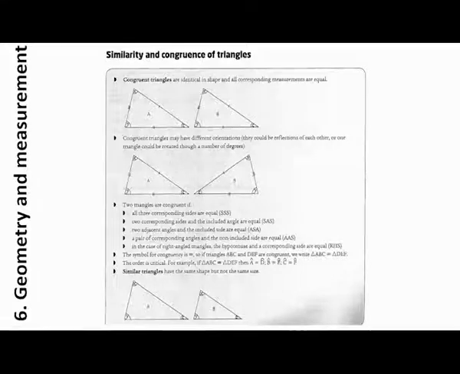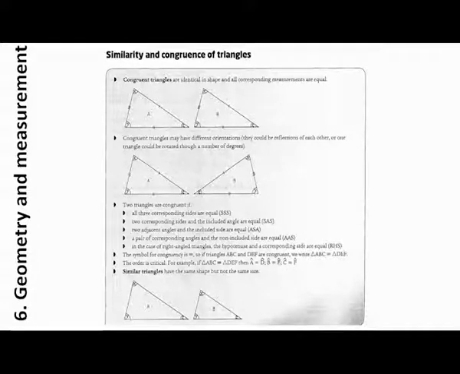Then geometry and measurement, similarity and congruence of triangles. There you see congruent triangles. The sides are the same, the angles are the same, the corresponding measurements are equal. Congruent triangles may have different orientations. They could be reflections of each other, or one triangle could be rotated through a number of degrees. So A and B are, for the second example, also congruent. So you can go through that as well.